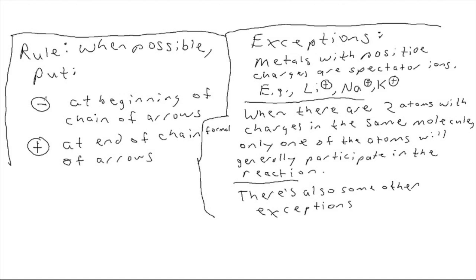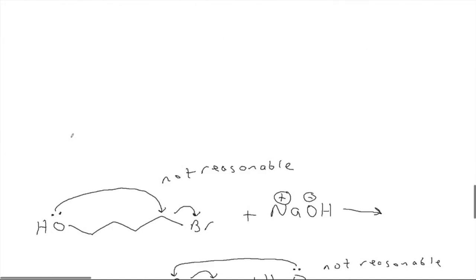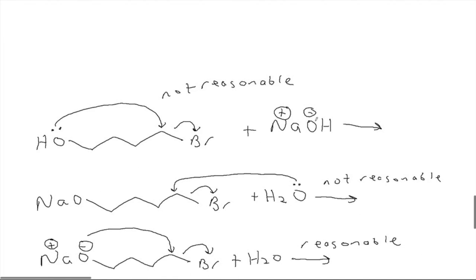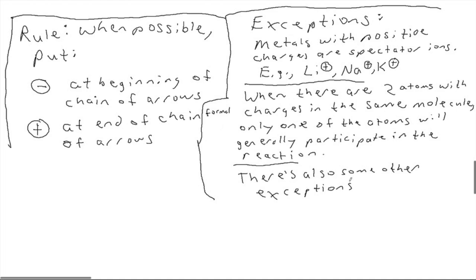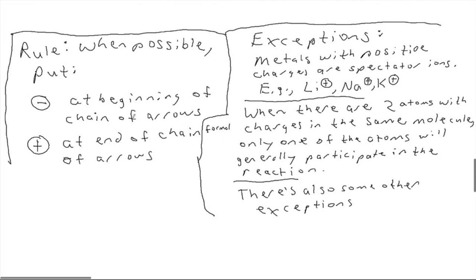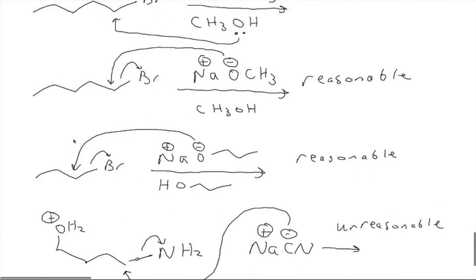Try to always use the negative and the positive charges in your reaction. This is not reasonable because it's not using this negative charge, for example. Now, remember, there are many other exceptions we didn't talk about to this rule of putting the negative at the beginning and the positive at the end, and you'll learn those as you go through OChem. We wrote down a couple of exceptions. But this is maybe the most important rule, even though there are some exceptions. When possible, put the negative at the beginning and the positive at the end of the chain of arrows.